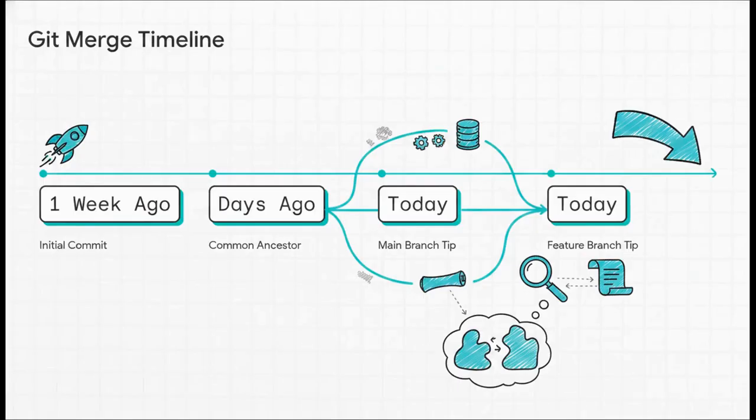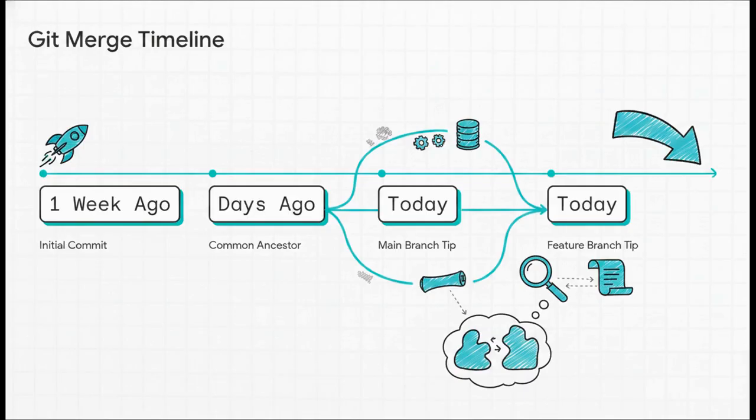Okay, let's shrink ourselves down for a second and take a journey inside Git's internal logic. Think about a timeline of your code. A week ago, we had our initial commit. Then, a few days ago, the path split. One developer kept working away on the main branch, reaching the main branch tip today. Meanwhile, you branched off to build an awesome new feature, reaching your feature branch tip today. Git is tracking these as two completely independent timelines.